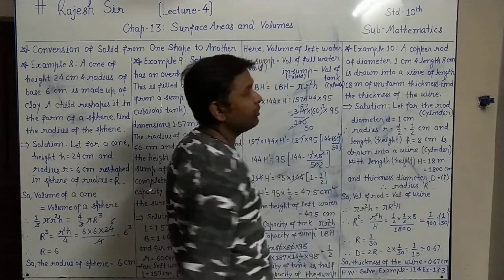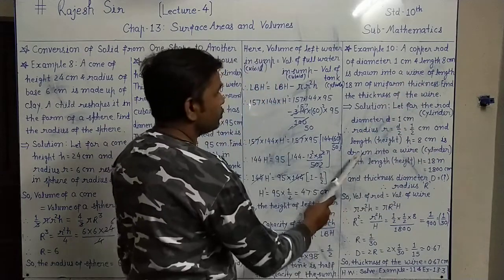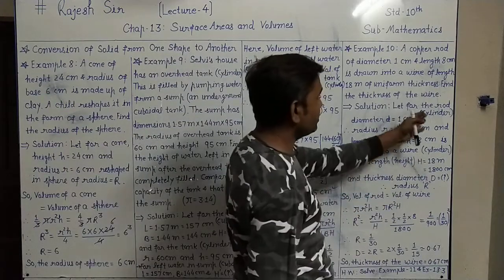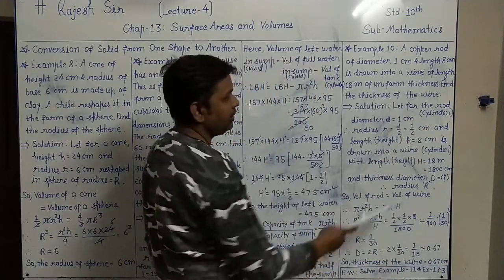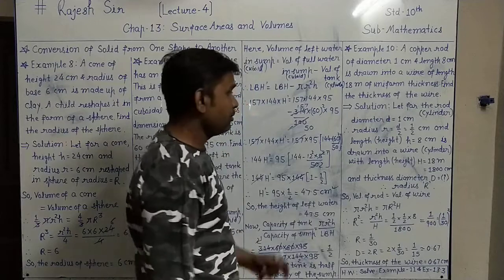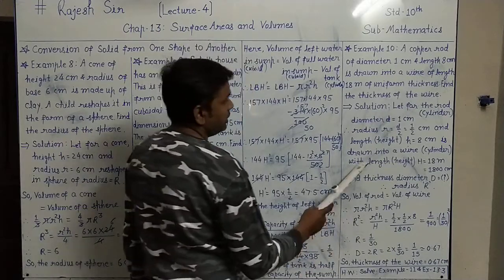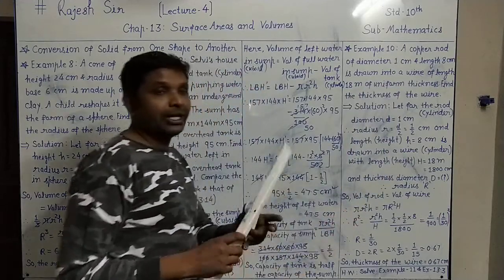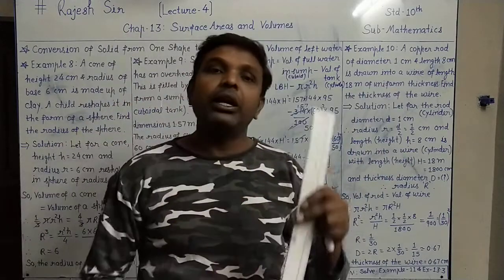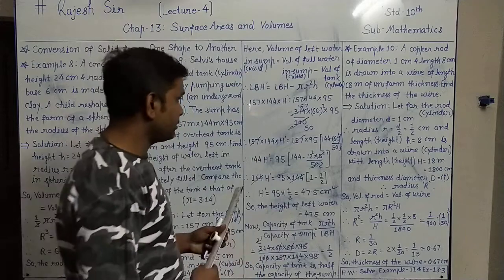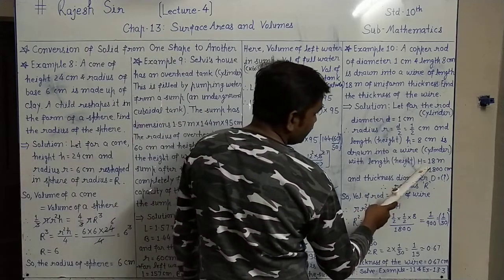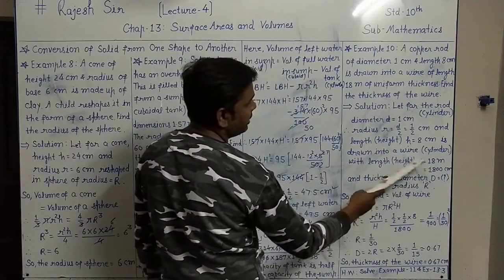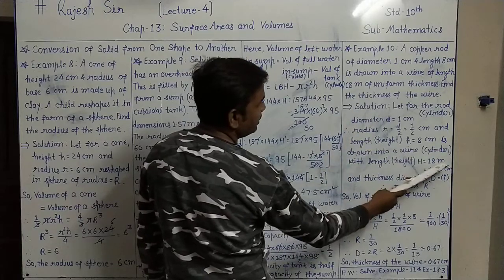It is given of the rod, and it is drawn into a wire. From this rod, it is drawn into the wire, and the wire is also cylindrical. For that, the dimensions are: the wire's length can be considered as the height of the cylinder in the wire case. We denote it differently for the wire, capital H equals 18 meter, given.